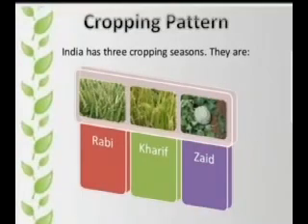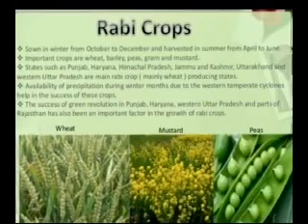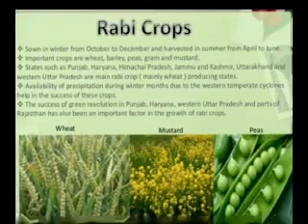Let us study about the cropping pattern. India has 3 cropping seasons. They are Rabi, Kharif and Zaid. What are Rabi crops? Rabi crops are sown in winter from October to December and harvested in summer from April to June. The important crops are wheat, barley, peas, gram and mustard.